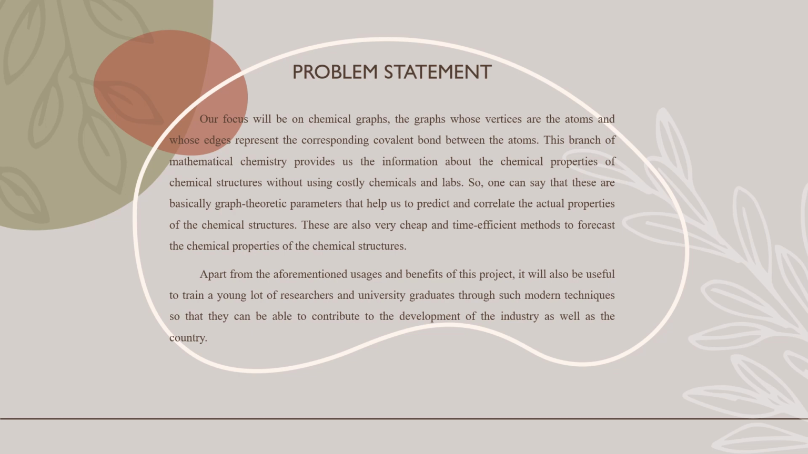For the problem statement, our focus will be on chemical graphs, graphs whose vertices are the atoms and whose edges represent the corresponding covalent bonds between the atoms. This branch of mathematical chemistry provides us the information about the chemical properties of chemical structures without using costly chemicals and labs. So, one can say that these are basically graph theoretic parameters that help us to predict and correlate the actual properties of the chemical structures. These are also very cheap and time-efficient methods to forecast the chemical properties of the chemical structure.